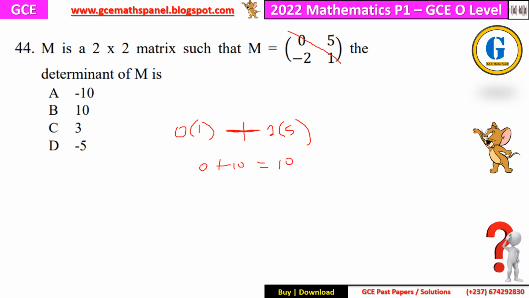Many students will make a mistake because of this negative sign that is here. The determinant is plus 10. Some think the determinant should always be positive, but it should not be. The determinant of a matrix can be negative. It can be positive, it can be negative.